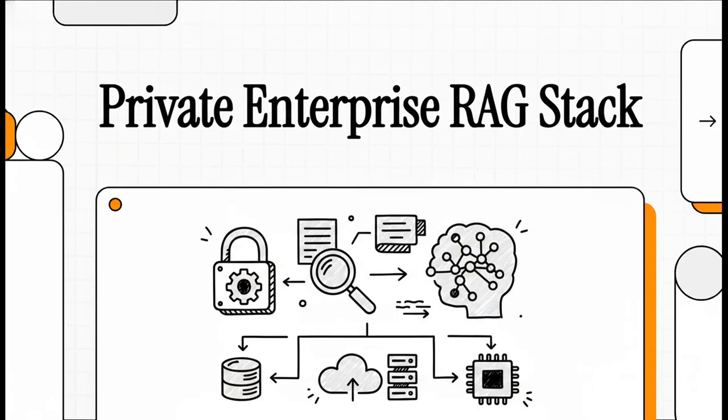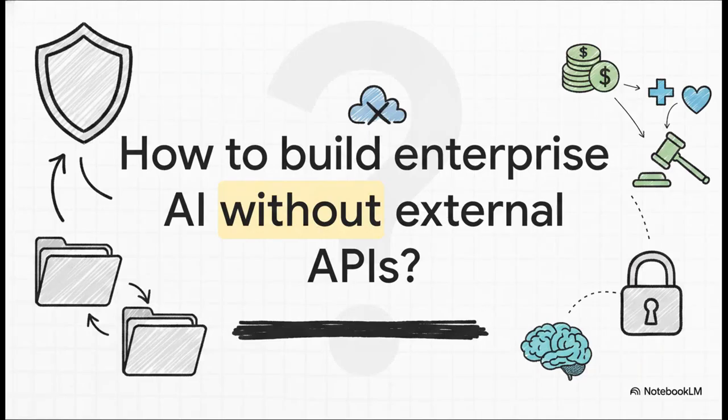Today, we're tackling something that is literally keeping enterprise data teams up at night: building the private enterprise RAG stack. If you're looking to construct the ultimate, fully private AI pipeline based on the absolute latest industry data, you're in the exact right place. Think about it for a second. How on earth do you build enterprise-grade AI without shipping your most sensitive data off to some external API?